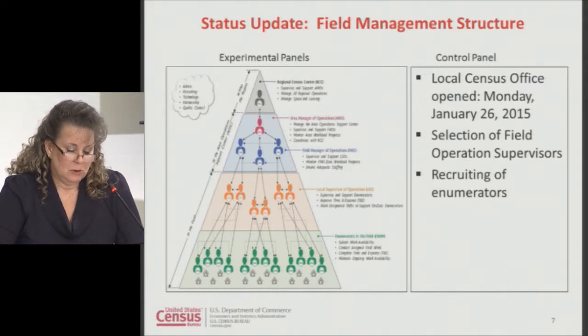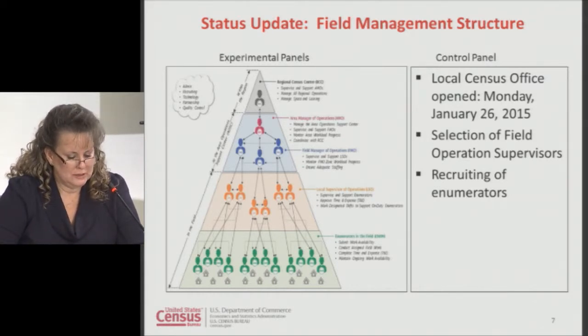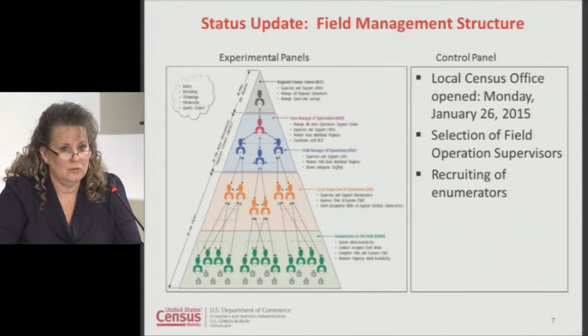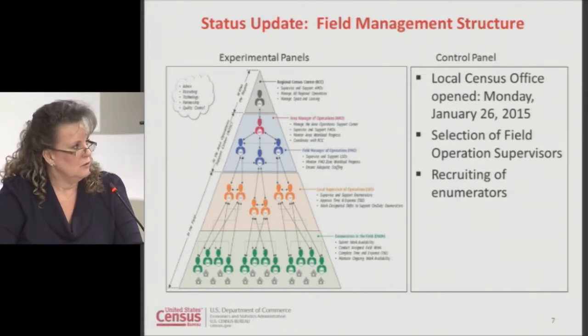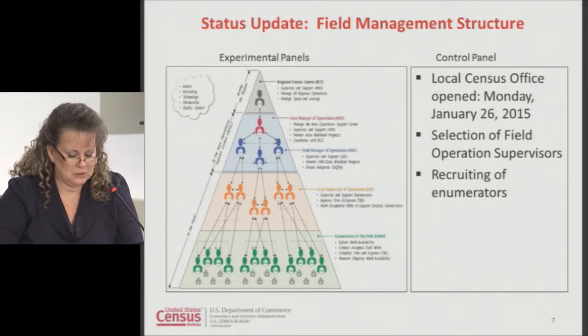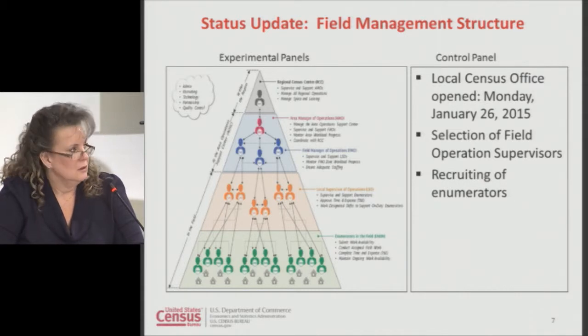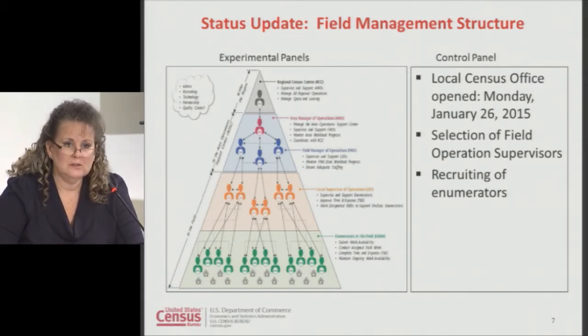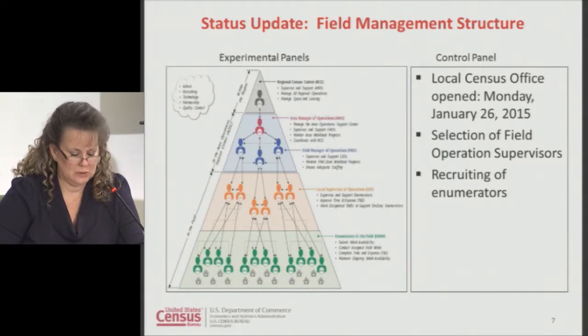We are pleased to announce that we are well on our way to having the management structure and staff in place to complete the data collection for the 2015 census test. For the experimental panels, the Area Operations Support Center is up and running in the Denver Regional Office. We have selected all 16 of the local supervisors of operations, and selection of enumerators is underway. The enumerators have begun to report to the 12 designated post offices for fingerprinting, swearing in, and having their photo taken for their ID. For the control panel, the local census office in Maricopa County opened on January 26th.